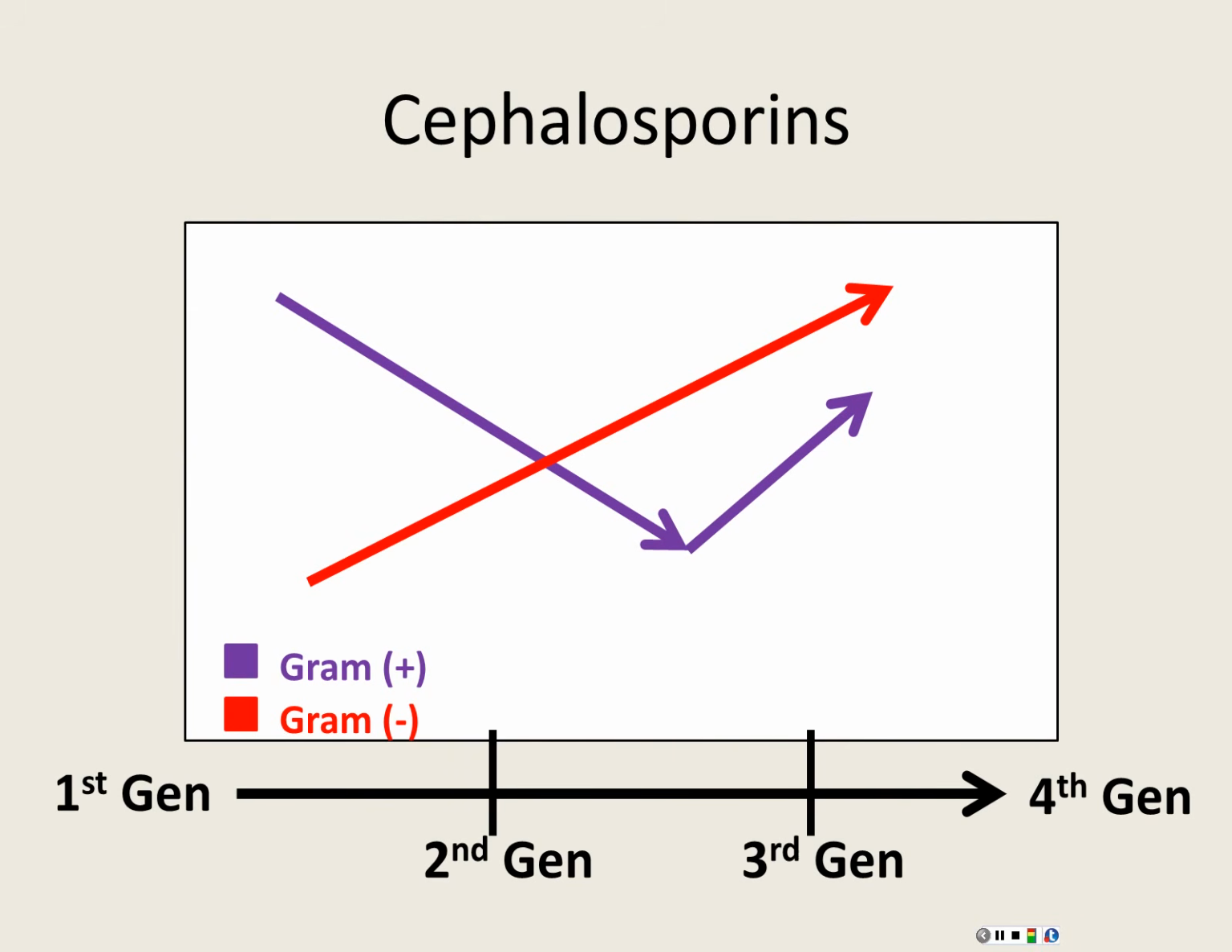And then on the gram-negative side, starting with the 1st generation, they're just not that potent against a lot of gram-negatives, and as we progress through those different generations, you're picking up more and more gram-negatives as you go through the generations.